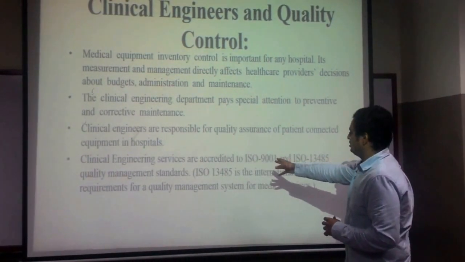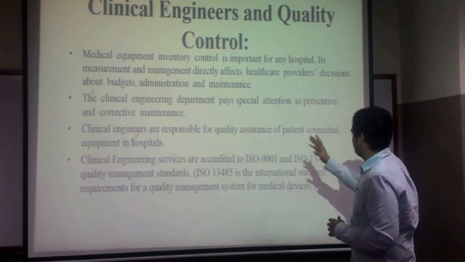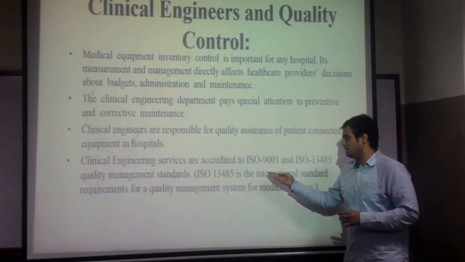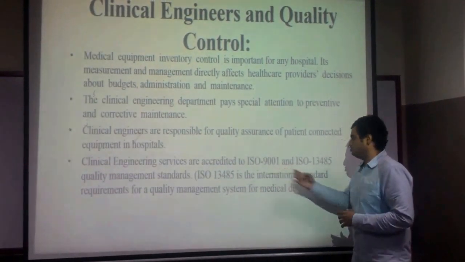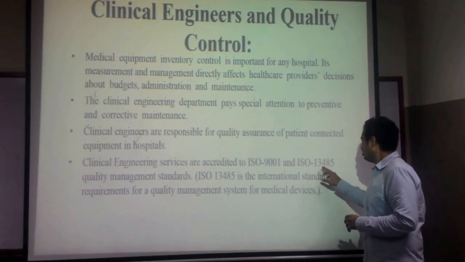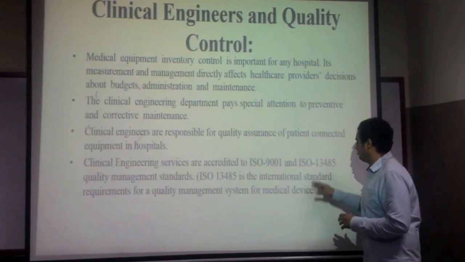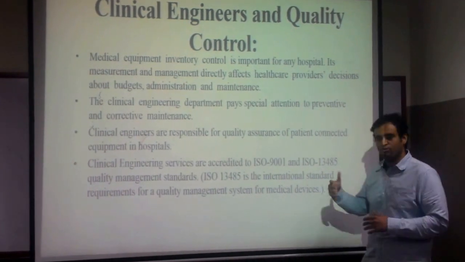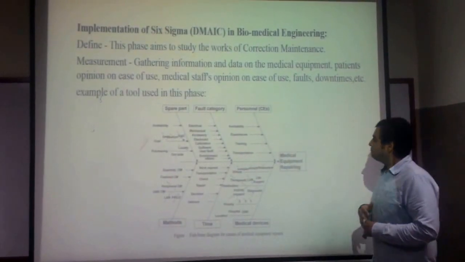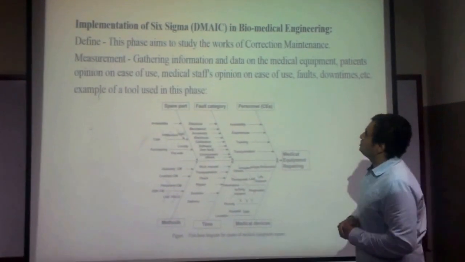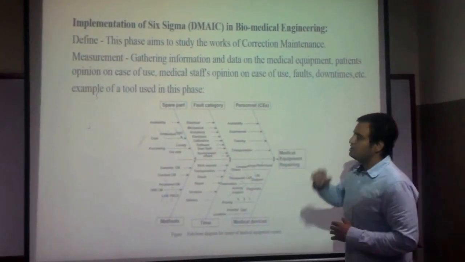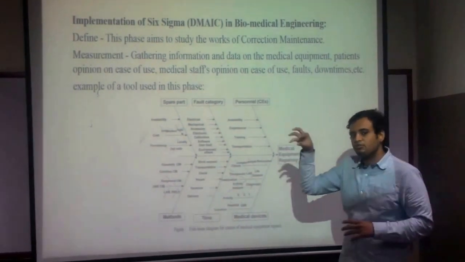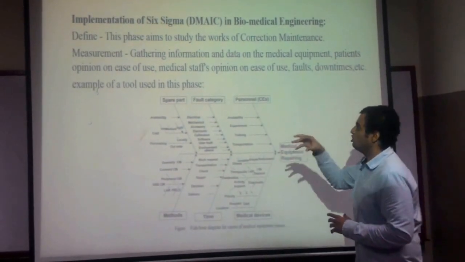Clinical engineering services are accredited to ISO 9001 and ISO 13485. ISO 9001 is an international quality standard that hospitals have to follow, but ISO 13485 is dedicated to medical devices and medical personnel especially, their way of quality. Next is the implementation of Six Sigma DMAIC in biomedical engineering. This is just taking Six Sigma techniques and applying them to clinical engineering aspects in the hospital.